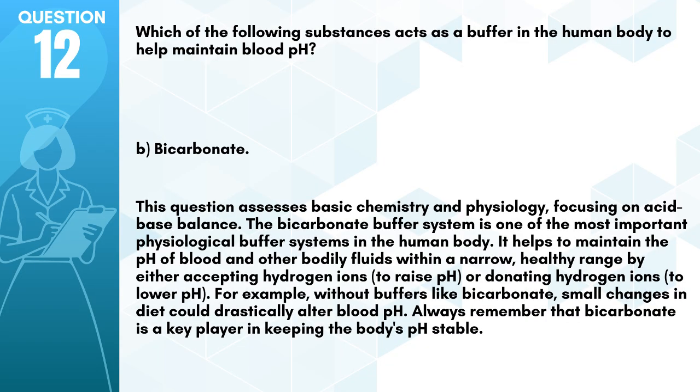Answer: B. Bicarbonate. This question assesses basic chemistry and physiology, focusing on acid-base balance. The bicarbonate buffer system is one of the most important physiological buffer systems in the human body. It helps to maintain the pH of blood and other bodily fluids within a narrow, healthy range by either accepting hydrogen ions to raise pH or donating hydrogen ions to lower pH.